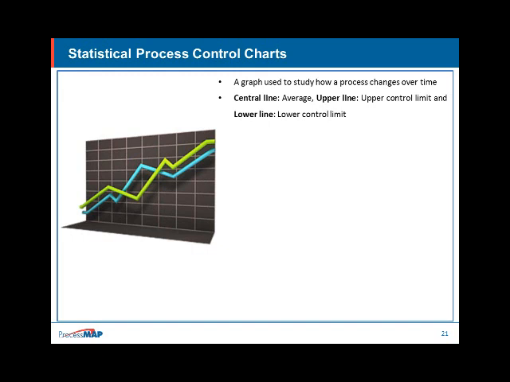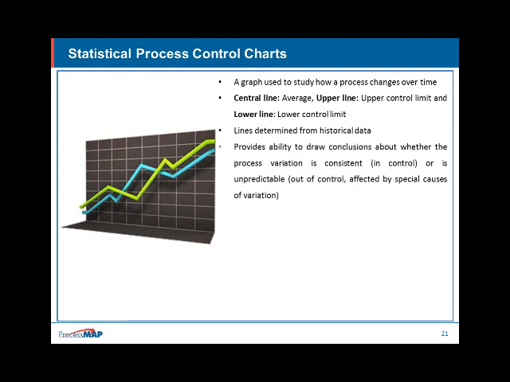The most important thing to know here is that statistical process control charts show how your process normally runs. You can't change the upper limit line and you can't change the lower limit line, because this is how your data set normally runs. The lines are determined from historical data, and it provides the ability to draw conclusions about whether the process variation is consistent, in control, or unpredictable, which is out of control, affected by special cause variation. We're going to spend a lot of time today talking about special cause variation because it's so important to understand when your process is starting to go out of control, so that you can identify it and fix it and get preventative before something happens.